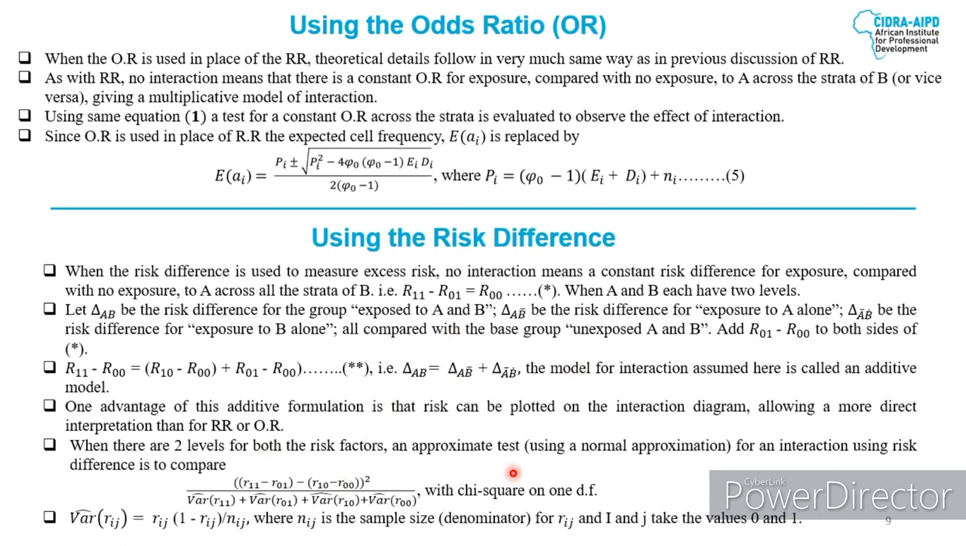One advantage of this additive formulation is that risk can be plotted on the interaction diagram, allowing a more direct interpretation than for RR or OR. When there are two levels for both the risk factors, an approximate test using a normal approximation for an interaction using risk difference is to compare this term with chi square on 1 degree of freedom. Here we can see the variance, where Nij is the sample size denominator, and for Rij, I and J values will be 0 and 1.